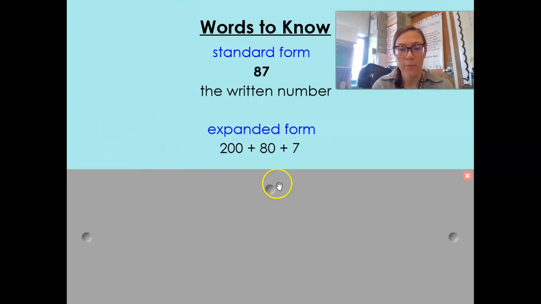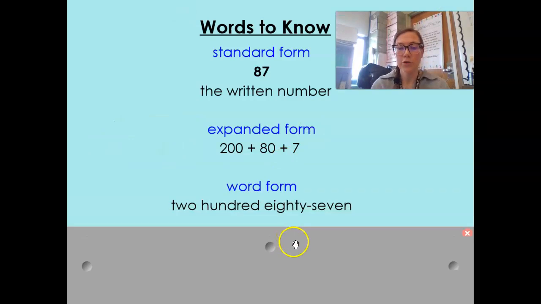Then the last form is word form, which is sometimes tricky, but if you say and read a number out loud, the way you say it is the way you write it. So 287 would be spelled out as two hundred eighty-seven. All right, let's jump in. I'm going to do a few, then we'll do some together, and then as always, you'll practice on your own.